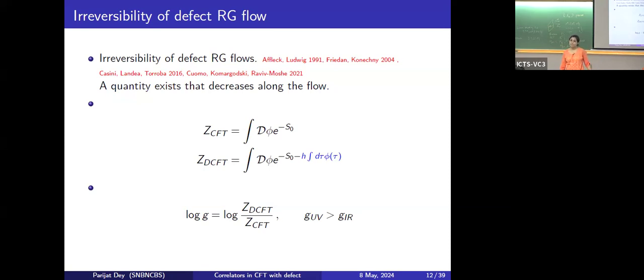ZCFT has the defect but no perturbation. Is that correct? Because if you put H equal to 0 in ZDCFT, that gives you back the first line, right? Yes, it doesn't have the perturbation. But it has a defect. Okay, I understand the confusion. Yes, that's right.